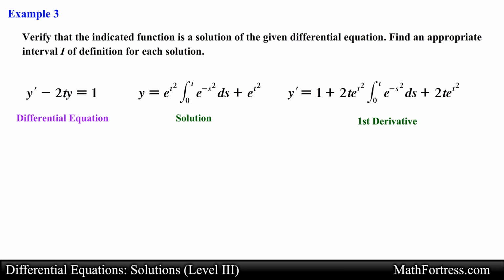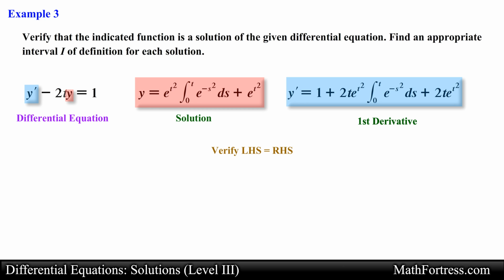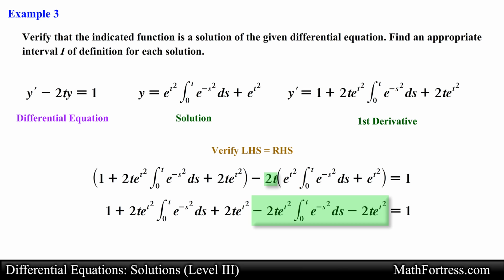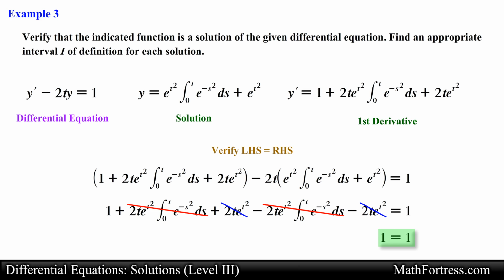Having found the derivative, we go ahead and substitute the function and this derivative into the ODE. Doing that, we obtain the following expression. Next, we go ahead and simplify the left-hand side of the equation. We first distribute negative 2t. Doing that, we obtain the following. Next, we simplify by collecting like terms. Notice that the integral term cancels out with the negative integral term, and the positive exponential term also cancels out with the negative exponential term. Simplifying the expression, we are left with 1 equals 1. The left-hand side equals the right-hand side. Hence, this function is a solution to the ODE.